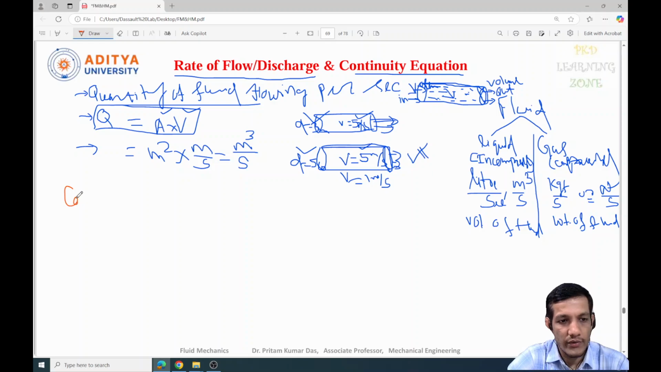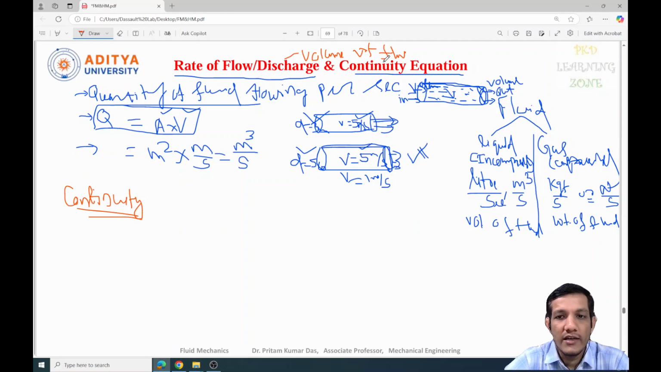The continuity equation is also related to this, that's why I'm describing both things in the same lecture. The continuity equation is related to the mass of fluid flow. What we have discussed, this rate of flow or discharge, we can also say is the volume of fluid, or volume of flow. So the rate of flow, discharge or volume of flow are all similar things.